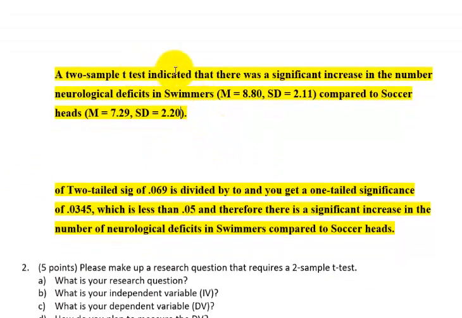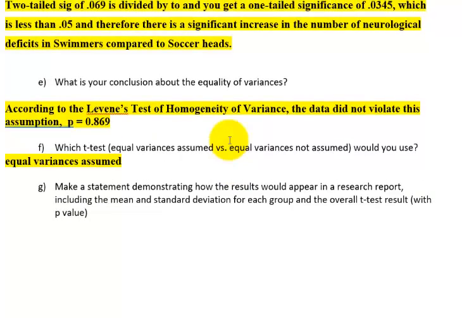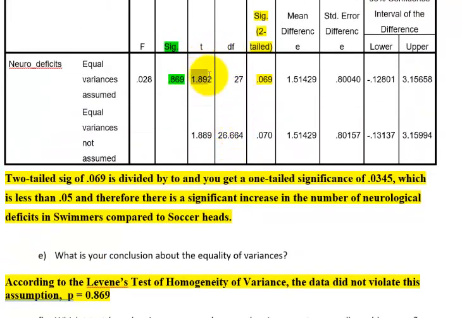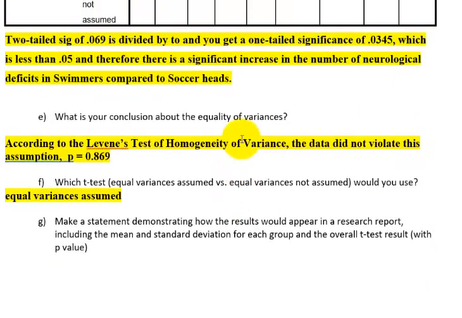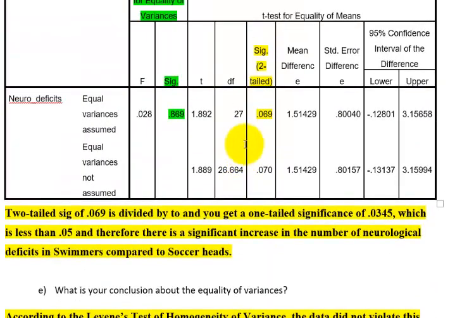Now this is where we write up the rest of this. So we tell them what the means and standard deviations were. We put a comma, and then we use the t-test, parentheses. This is your degrees of freedom, 27. Then we put equals, and that's your t-test statistic, 1.892. Comma, you put the p-value in there, p equals 0.0345, comma. Now, I always do effect size. I don't know if she wants effect size.